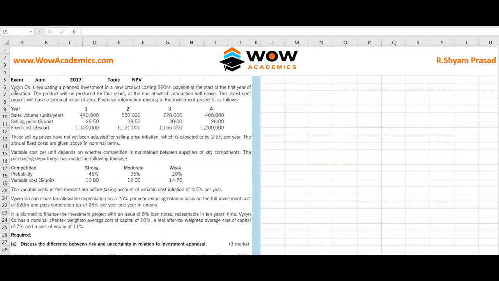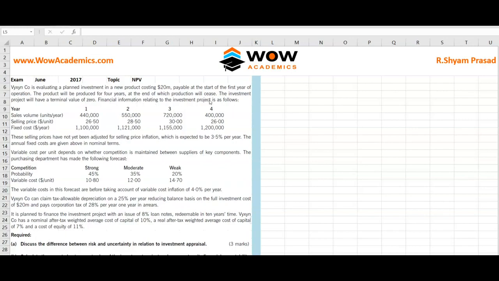So we'll start. VCO is evaluating a planned investment in a new product costing 20 million payable at the start of the first year of operation. So it is in the 0th year. The product will be produced for 4 years, at the end of which production will cease. So the project is only for 4 years. The investment project will have a terminal value of 0. So scrap value is 0.